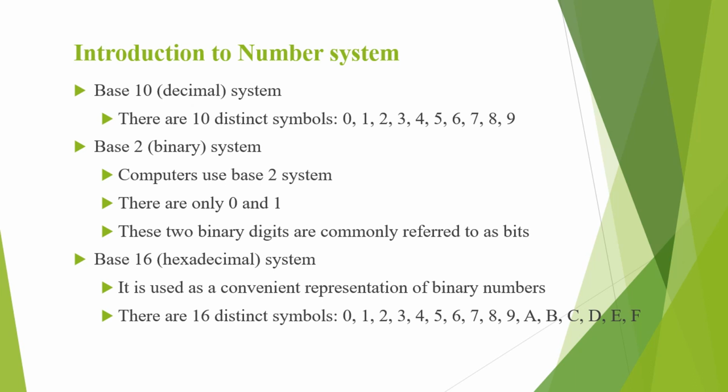Next is the base 2 binary system. Computers use the base 2 system. In this there are only two digits, binary digits, which are commonly referred to as bits. They are 0 and 1.